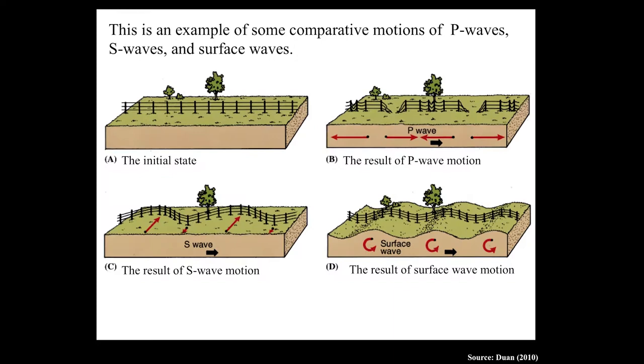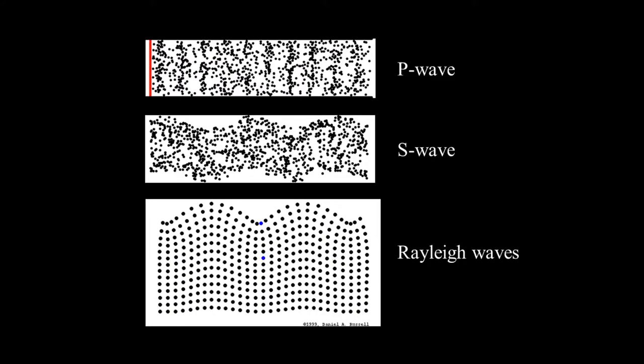This is an example of some comparative motions of P waves, S waves, and surface waves. At A, you'll see the initial state. B is the result of P wave motion. C is the result of S wave motion. D is the result of surface wave motion. This is another comparative illustration of the motions of P waves, S waves, and Rayleigh waves.